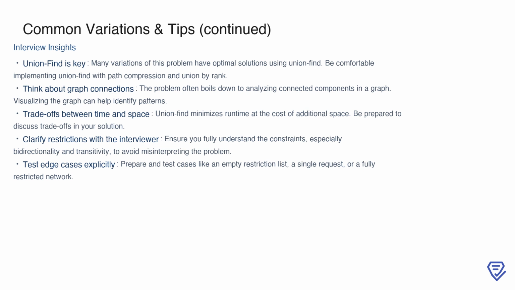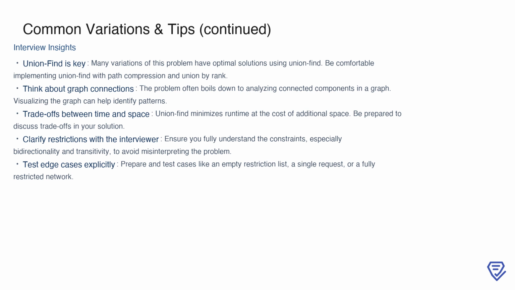It's also important to consider trade-offs between time and space. While Union Find is highly efficient in terms of runtime, it does require additional space. Be prepared to discuss these trade-offs during an interview. Also, always clarify the restrictions with your interviewer to ensure you fully understand constraints like bidirectionality and transitivity. Misinterpreting these can lead to a flawed solution.